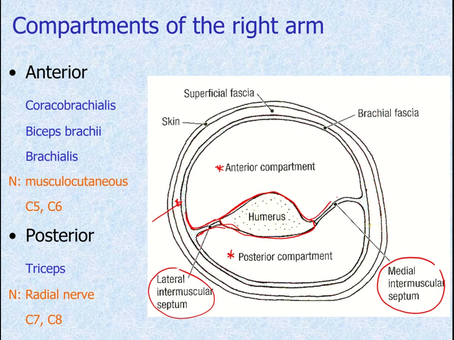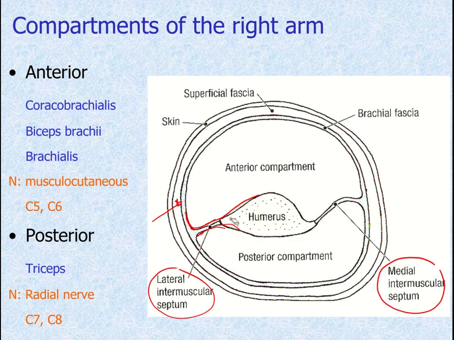So for some reason, if pressure increases in either of these compartments, remember that it's a very well closed space. In a closed space, if the pressure increases, then you can understand that all the blood vessels and nerves will get compressed. Even the muscles will get compressed inside this compartment. You will learn this later. You call it compartment syndrome.